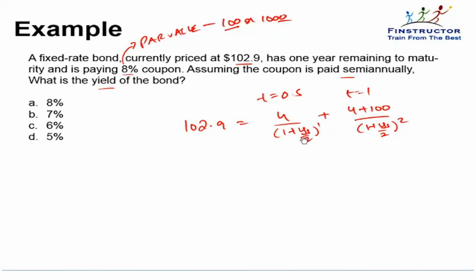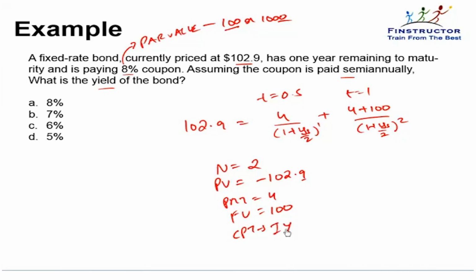In this equation, there is just one variable that can be solved. We will take help of the cash flow sheet. So we will enter N as 2 since there are 2 periods remaining. We will enter the present value as minus 102.9. Please note, you have to enter either the PV as minus or the PMT and FV as minus. The PMT at the end of each period is $4, and the future value at maturity is an additional $100. This is the information given. We have to compute the periodic discount rate for each of these 2 periods. So we will compute I/Y.